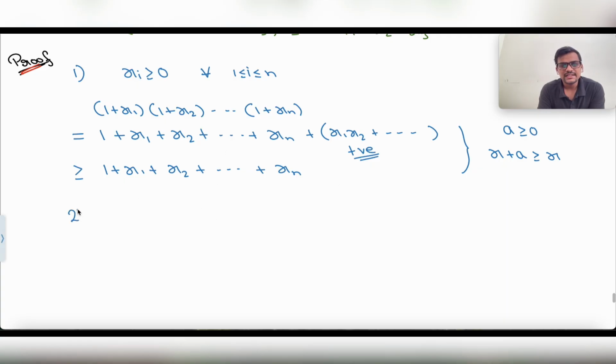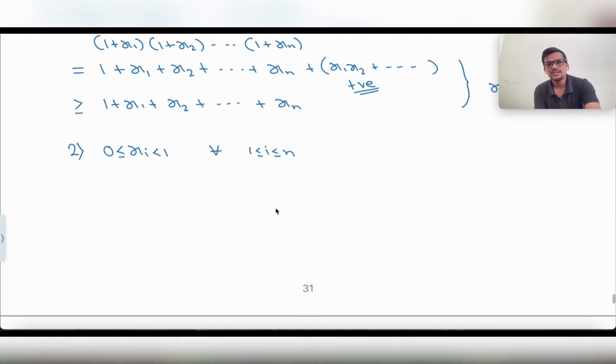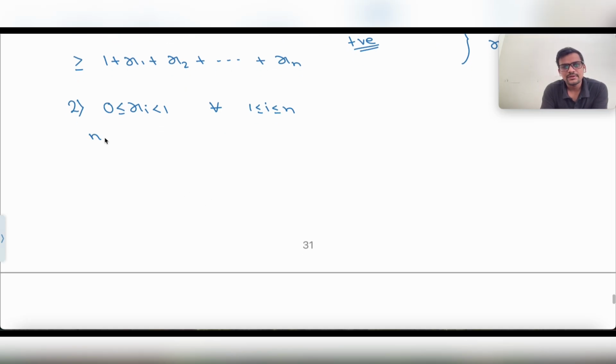For the proof of the second inequality, I will use mathematical induction. So here my condition on xi is that these are less than 1 and greater than or equal to 0 for all i between 1 to n. So see, if I take n equal to 1, meaning we have only one number, that is x1, then 1 minus x1 will be greater than or equal to 1 minus x1. So it is true for n equal to 1.